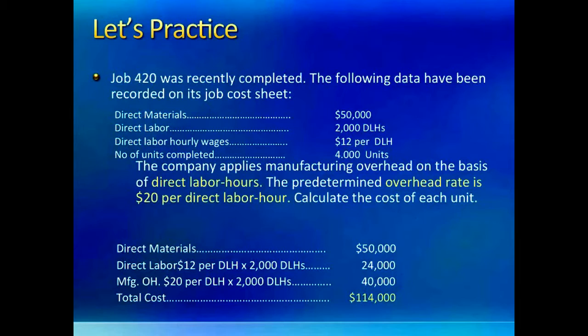Direct material is easy. Direct labor is also easily done. The manufacturing overhead rate of $20 per direct labor hour will be multiplied by the actual direct labor hours consumed, which gives us a manufacturing overhead applied of $40,000. Now we have the total cost of the job. If we divide this number by the number of units completed, we get a per unit cost of $28.50 a unit.